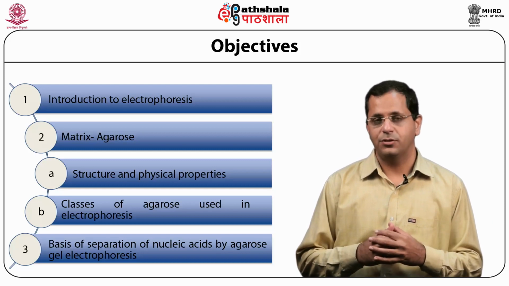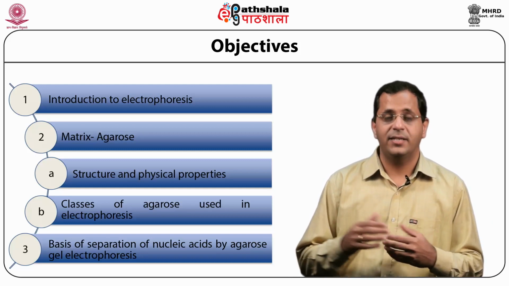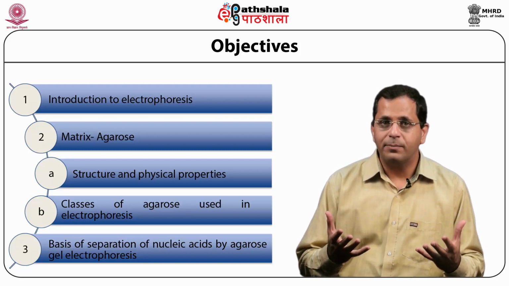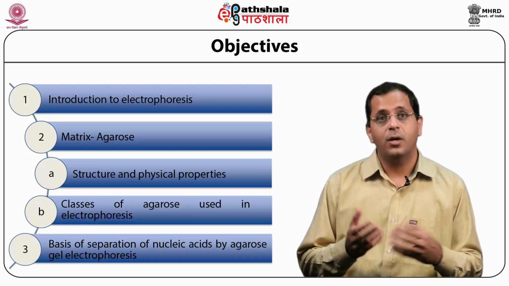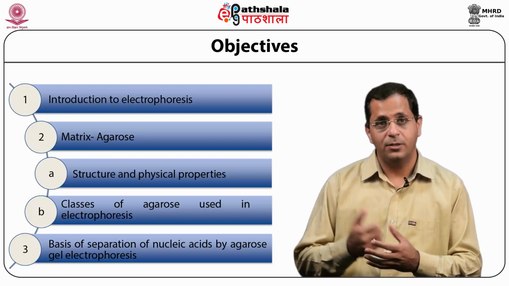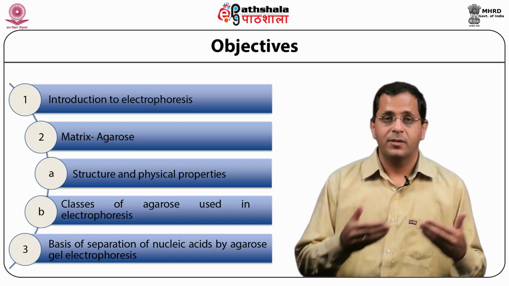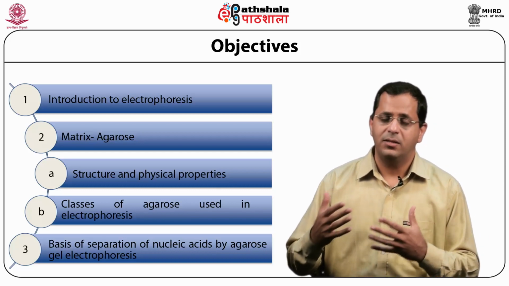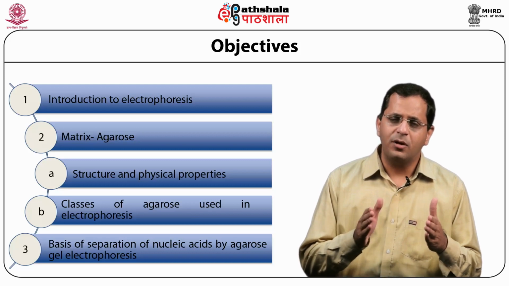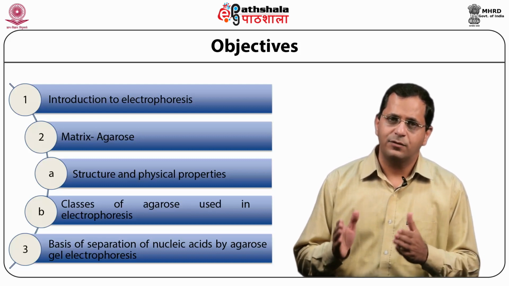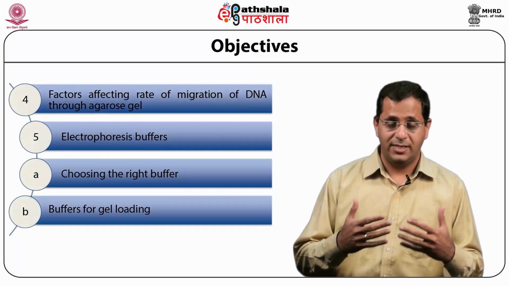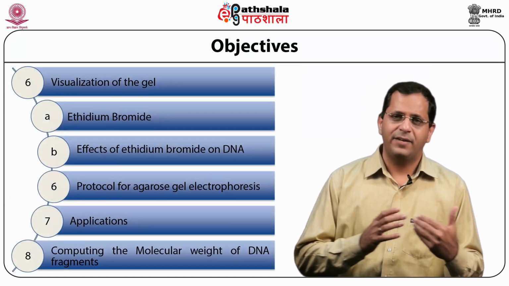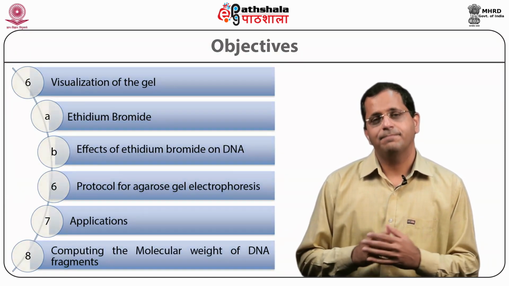nucleic acid by agarose gel electrophoresis, the different factors affecting the rate of migration of DNA through the agarose gel, then the electrophoretic buffers, how do you choose the right buffer, what are the buffers that are used for loading the DNA sample into the gel, visualization of the gel, that is by the ethidium bromide, and what possible effects ethidium bromide has on the DNA, and the entire protocol for this particular technique of agarose gel electrophoresis, the possible applications of this technique in various fields, and finally computing the molecular weight of DNA fragments using this particular technique.